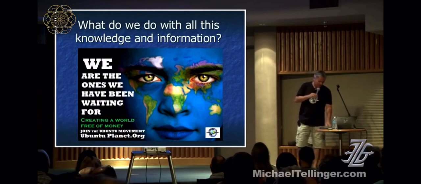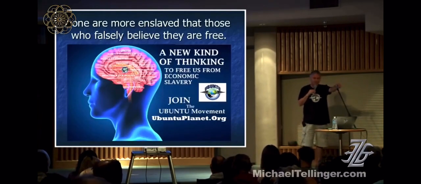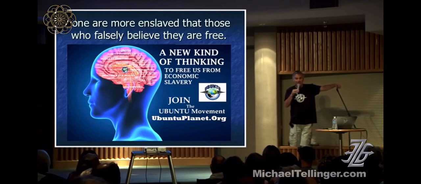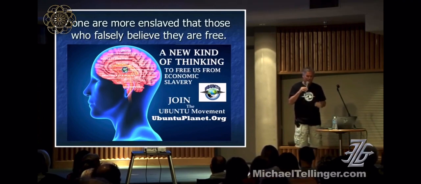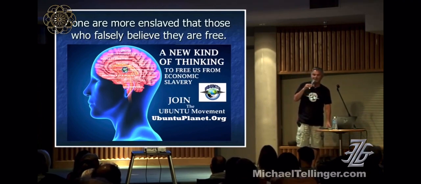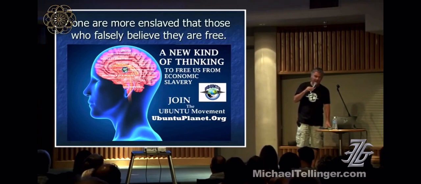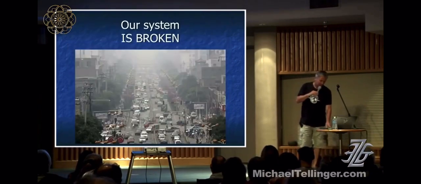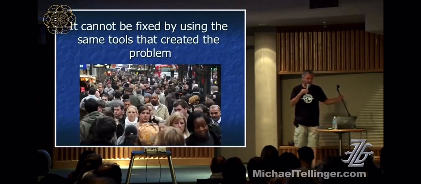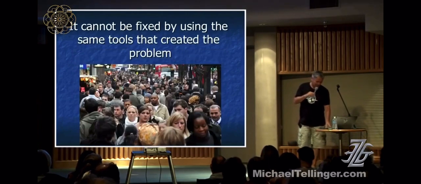And we are more enslaved now than we've ever been before, but with this enslavement comes the absolute understanding of how important it is to liberate ourselves from this enslavement. And it'll require a whole new kind of thinking, because we cannot solve the problems that were created for us with the same kind of thinking that created the problems. So, our system is broken, it cannot be fixed. We need a whole new kind of system to get out of this mess.